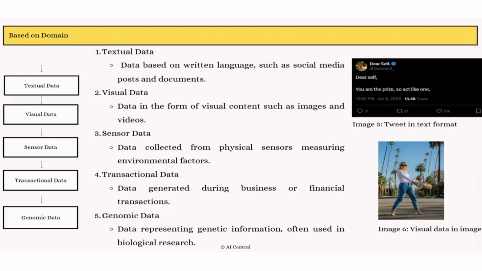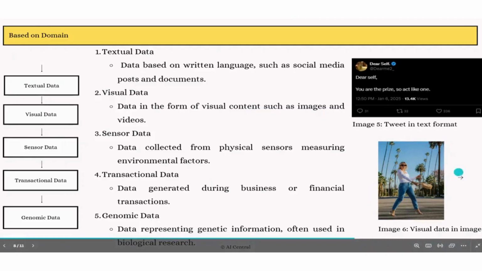Next, on the basis of domain, we can have 5 types of data. Now, first is textual data. So here is an example of a tweet which is in the form of text. Any data in the form of text we consider as textual data. Next is visual data. So visual data can be in the form of images or video. Here we can see an example of image data.